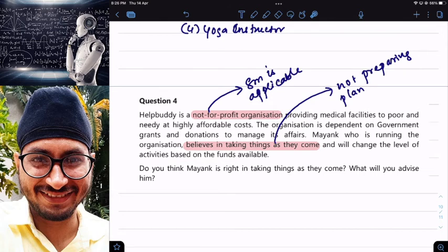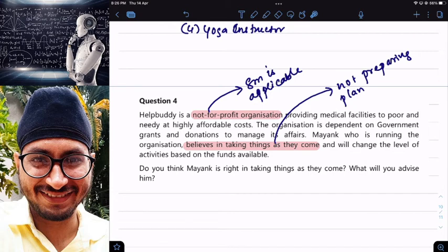If more money is available, he will work in a different way. If less money is available, he will work in a different way. Now tell me, do you think Mayank is right? According to you, do you think Mayank is right in taking things as they come? What will be your advice to him? Simple question. According to you, is Mayank correct here?